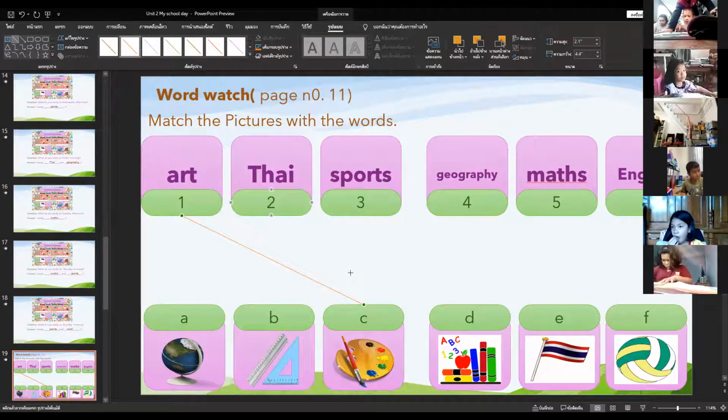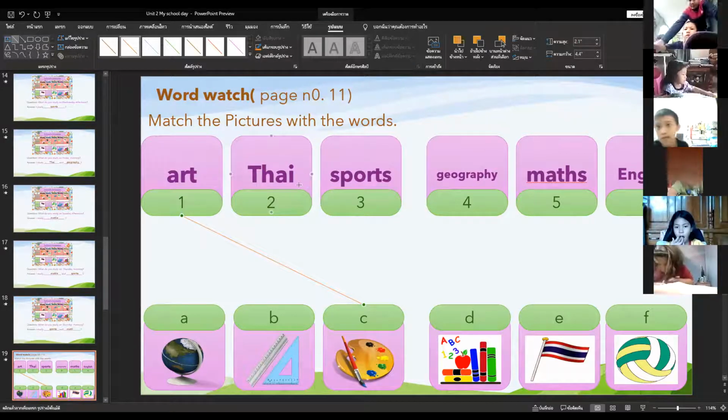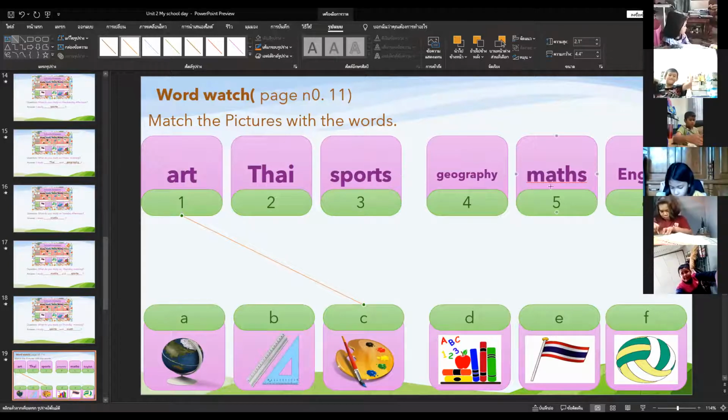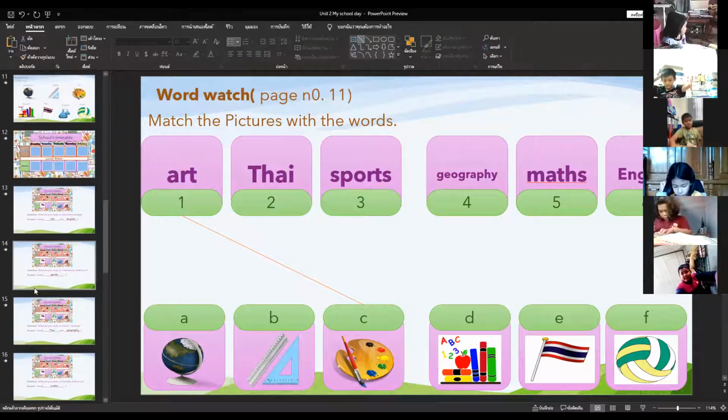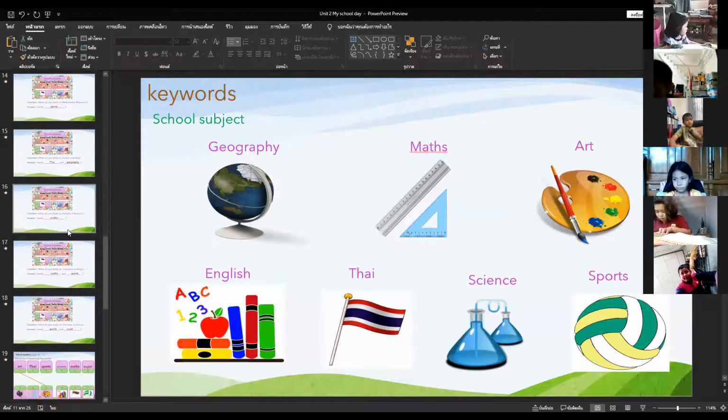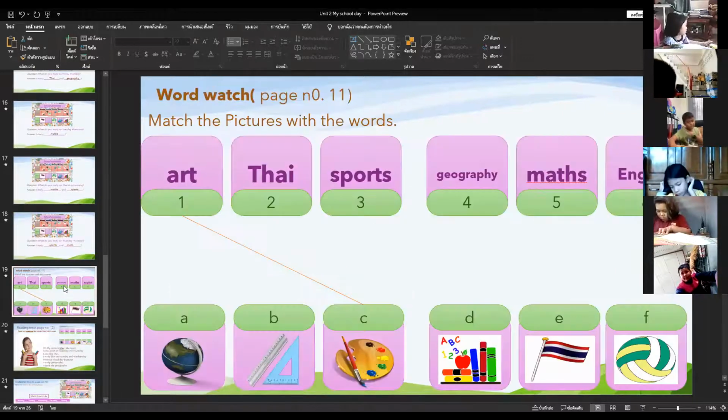Okay, let's answer. Who's not yet finished? Okay, we have the word Thai. Thai, sports, geography, math, and English. Okay, art, Thai, sports, geography, and English. As you can see, let's proceed to this one. Okay, page number 11. Finish?